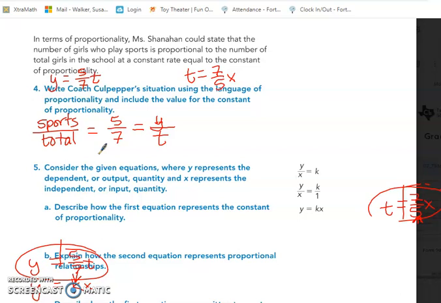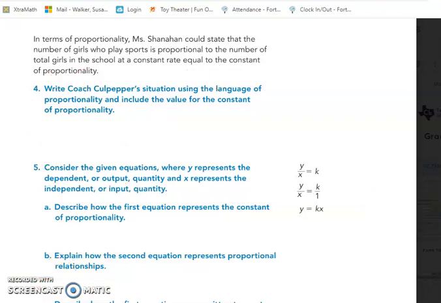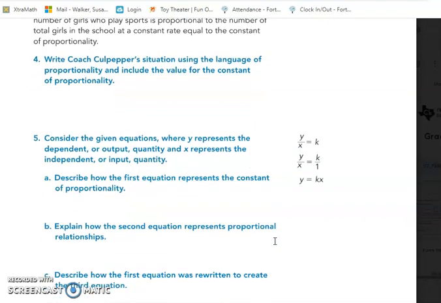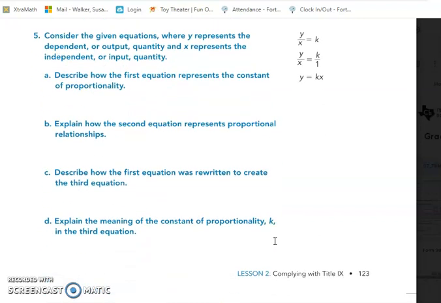So it says consider the given equations where Y represents the dependent, or output, and X represents the independent, or input. That's normal. That's why we normally use Y and X. It's hard to say which one's dependent on these because it's changing the way they're wording the questions. Okay? So we're not going to be answering all of these, but let's go on and talk about some of them. Describe how the first equation represents the constant of proportionality. Okay, well, constant of proportionality is the ratio, just like what it says, the ratio of Y to X. Okay, K is the ratio of Y to X. K is the constant of proportionality, right?